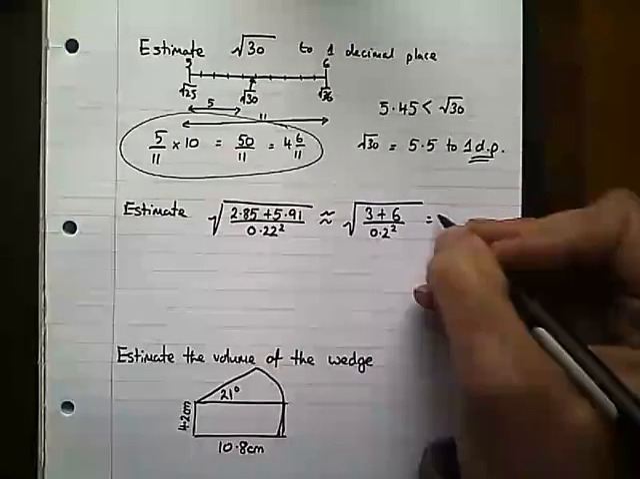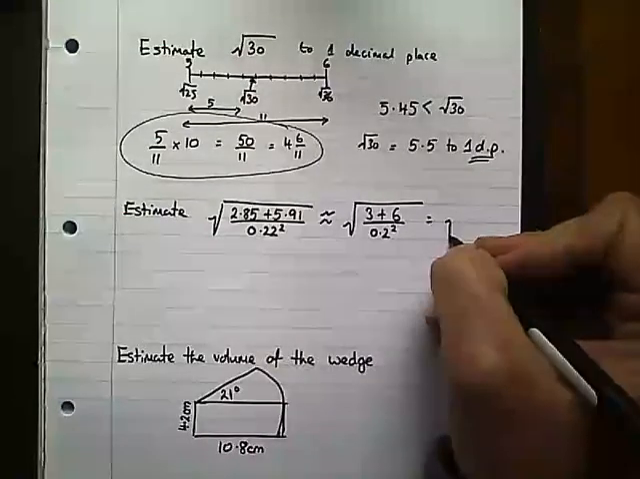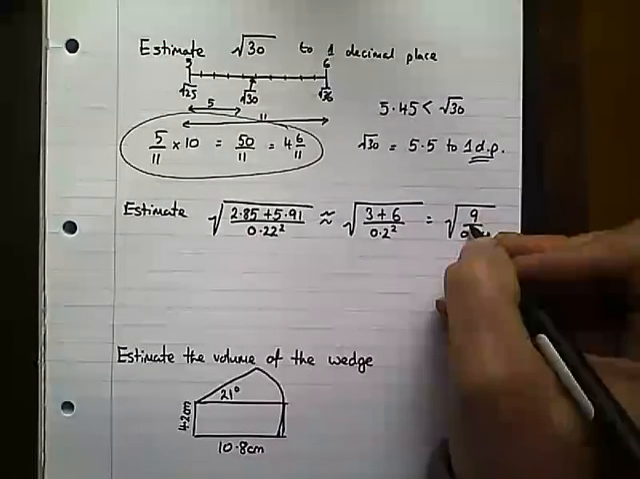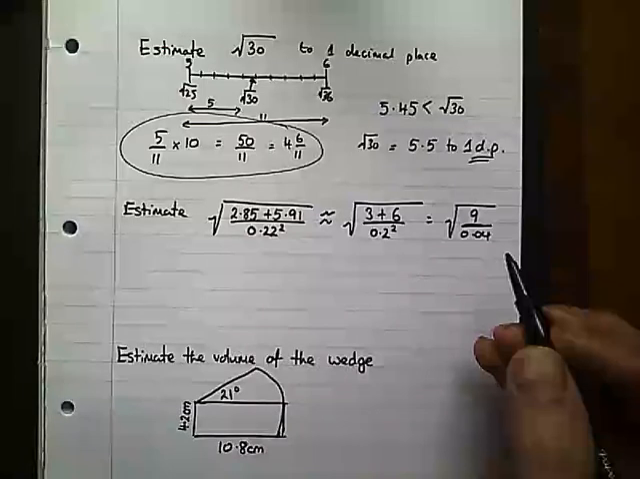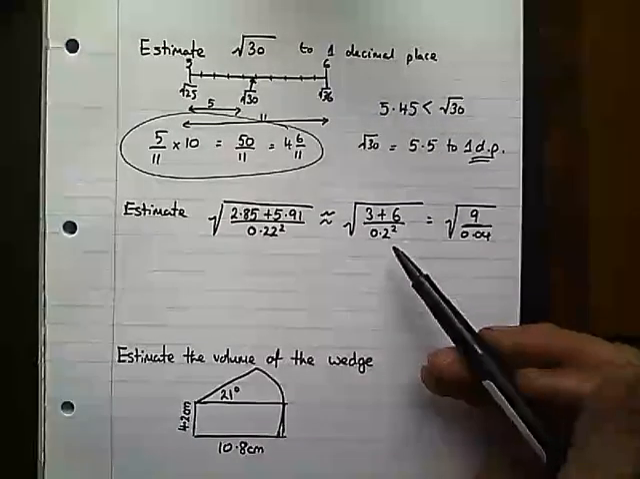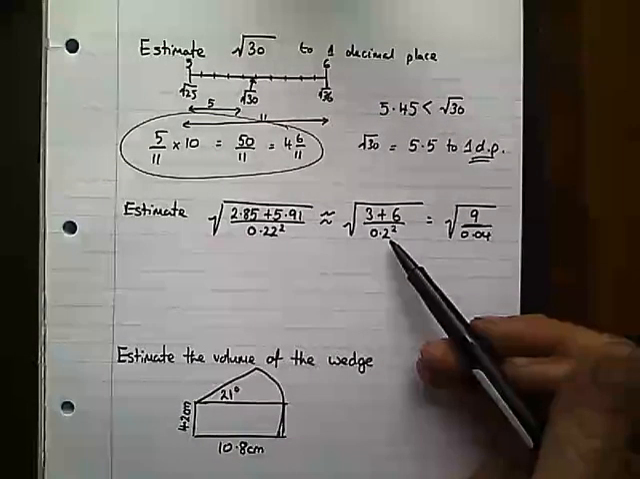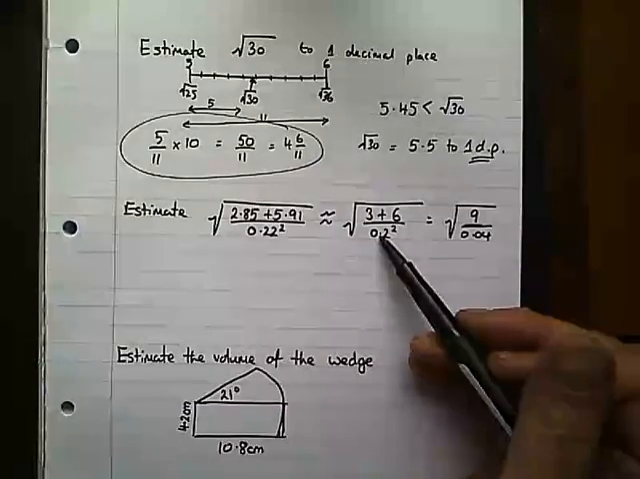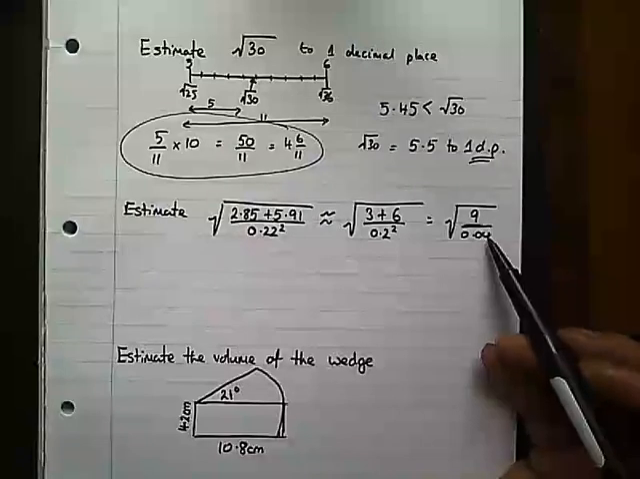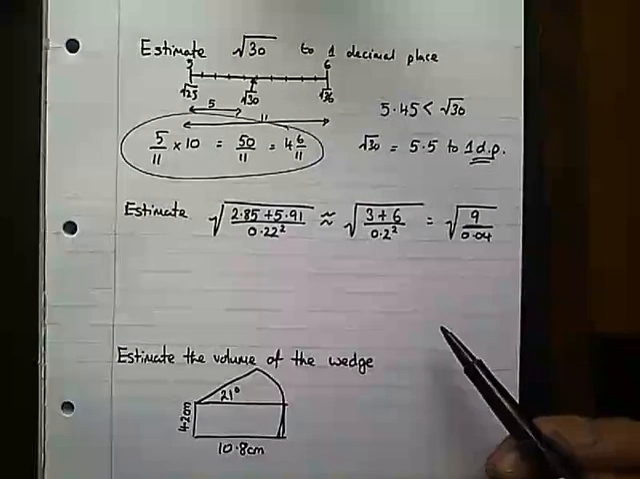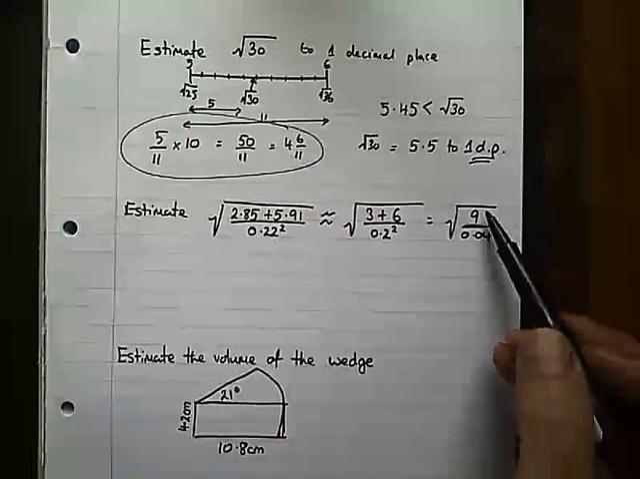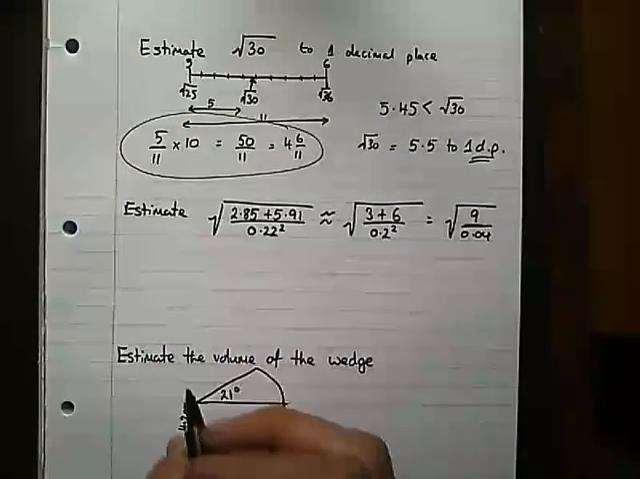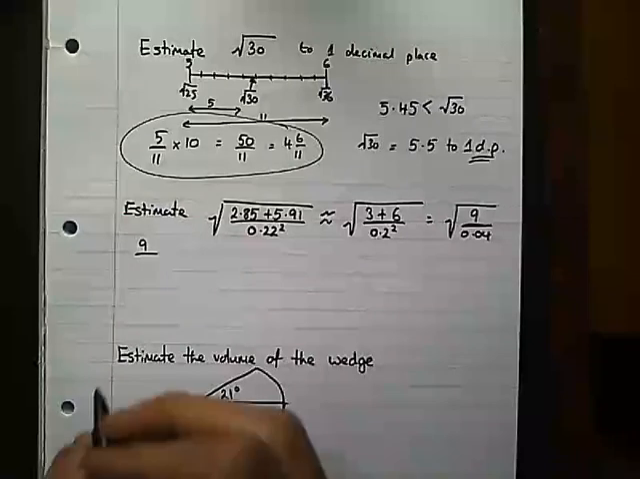So we know that this is going to be equal to the square root of 9 divided by 0.04, because 0.2 squared is, I basically do 2 times 2, and I get 4, and then there are 2 numbers after my decimal point, so the 4 is the second number after my decimal point. So first of all, I've got to do the fraction calculation. So 9 divided by 0.04. Let's just do that separately over here.